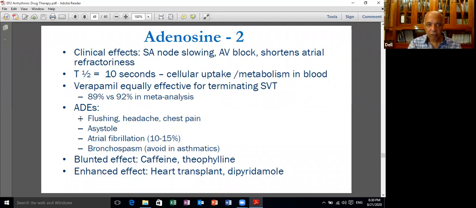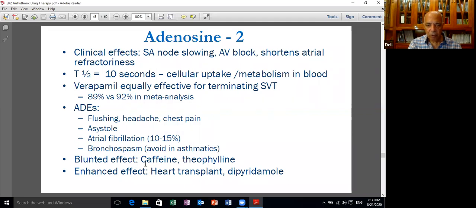The side effects of adenosine include flushing, headache, and chest pain. This chest pain is not angina, it's because of the irritation of the nociceptive fibers in the AV node and the adjacent area of the right atrium. It can produce asystole because of the hyperpolarizing and calcium antagonizing effect. It can precipitate atrial fibrillation because it shortens the atrial refractory period, and it produces bronchospasm.